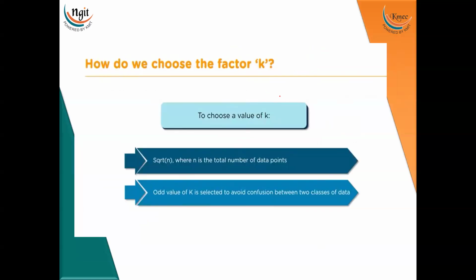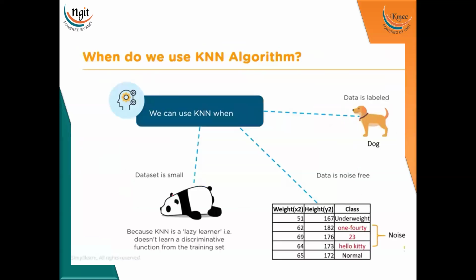To choose the value of K, the very first thing is to take the square root of n, where n is the total number of data points. And an odd value of K is selected. Remember, whenever we take K, it should be an odd number. These are the two ways to choose a value of K. An odd value is selected to avoid confusion between two classes of data. For that reason, we take the odd value of K.